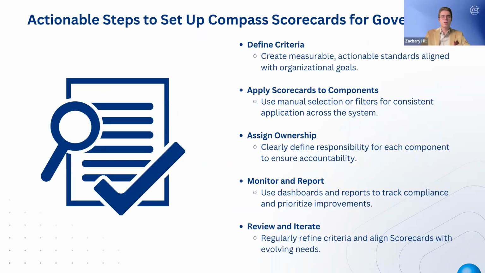Now, setting up Compass scorecards involves a structured, repeatable process. First, define criteria by identifying key standards and best practices relevant to your organization. Ensure these criteria are measurable and tied to organizational goals. Next, apply scorecards to components, either manually for targeted evaluation or using filters for automated and consistent application across large systems. Assign ownership to each component to ensure clear accountability and active management. This ensures that issues are addressed promptly.